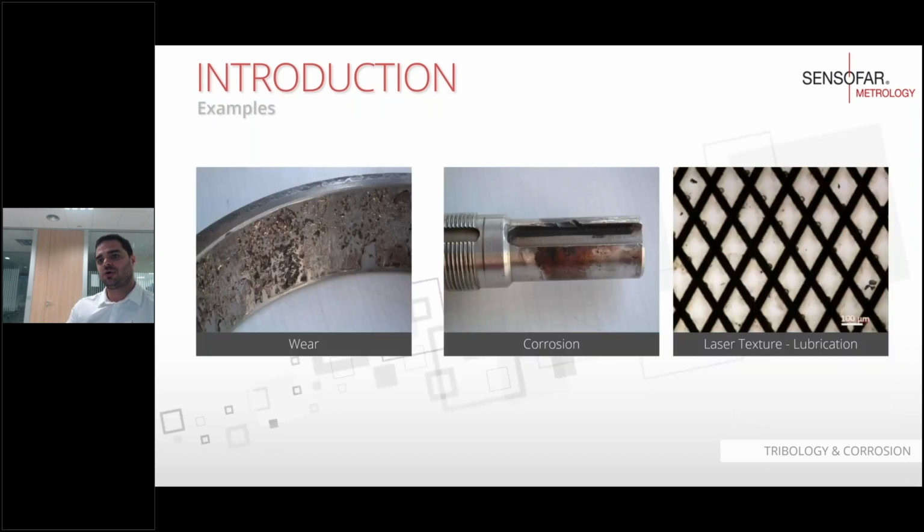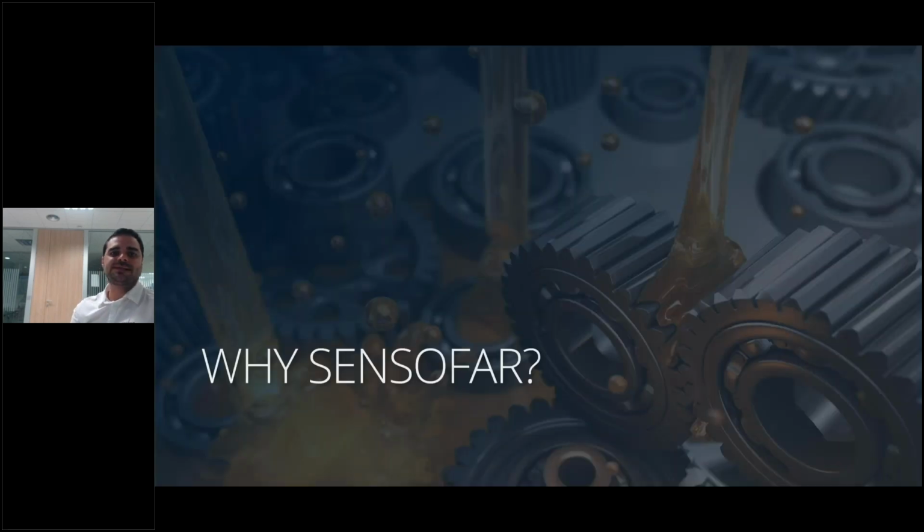So here we show you some examples. On the left, we have an example of wear applied over a metallic surface. In the middle, we have a tool with corrosion. And on the right side, we have an image in the micro scale where we can appreciate the laser texture that has been applied over the material to give it lubrication properties. So now we will explain why Sensofar and how to measure the samples with our system.